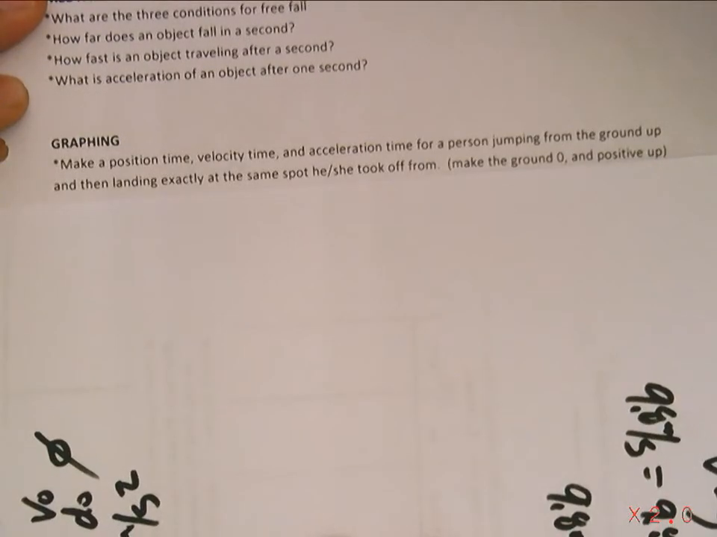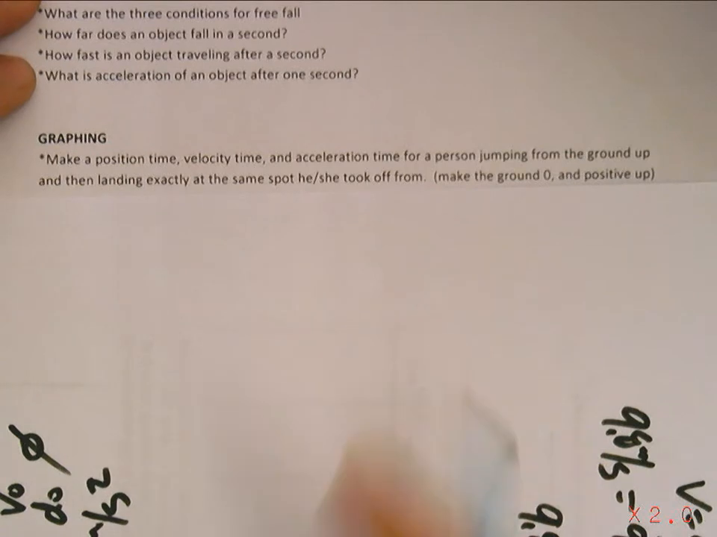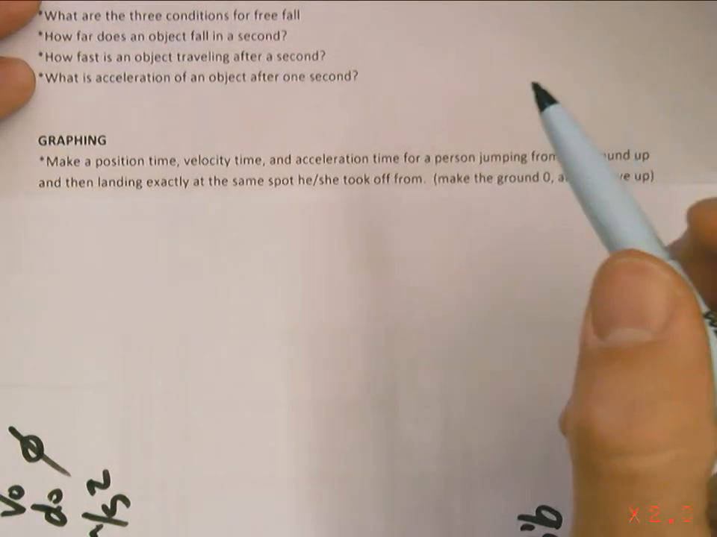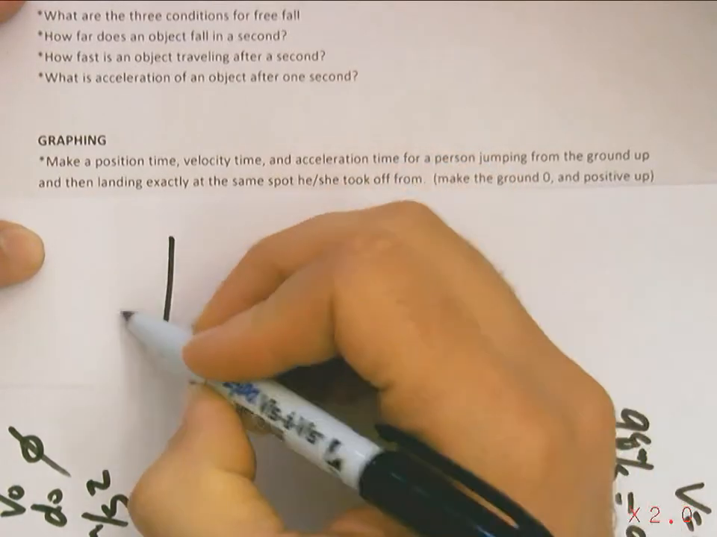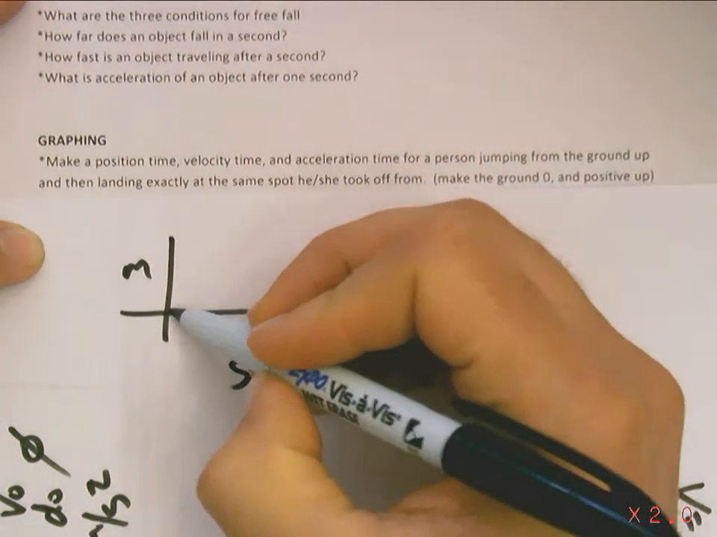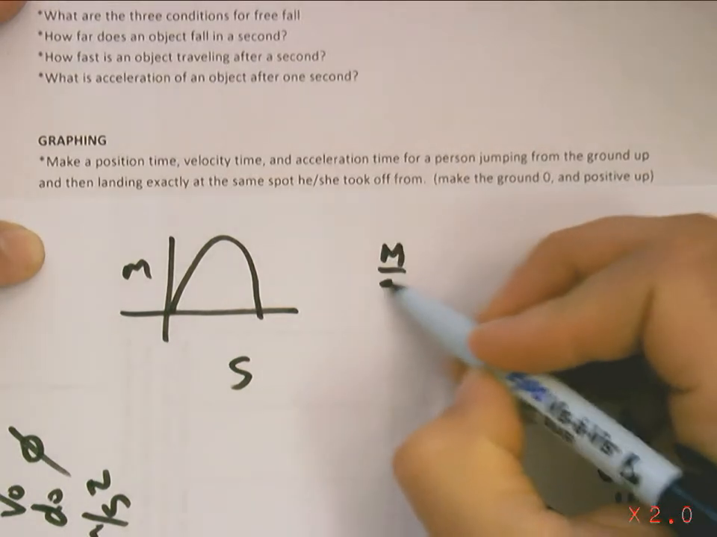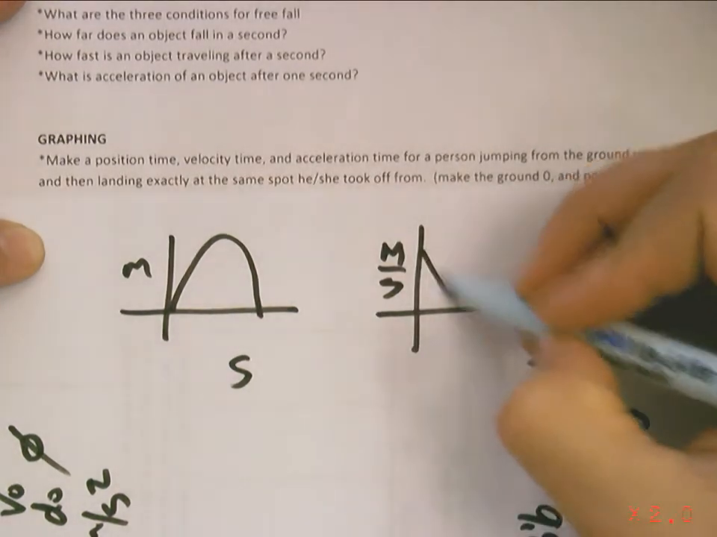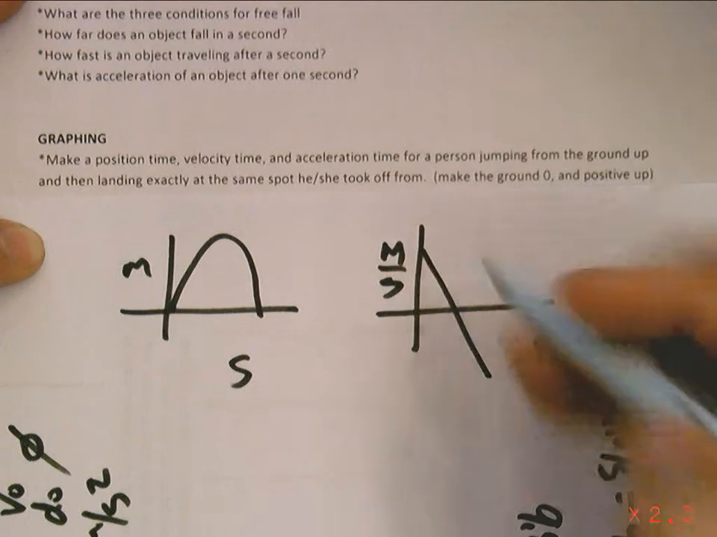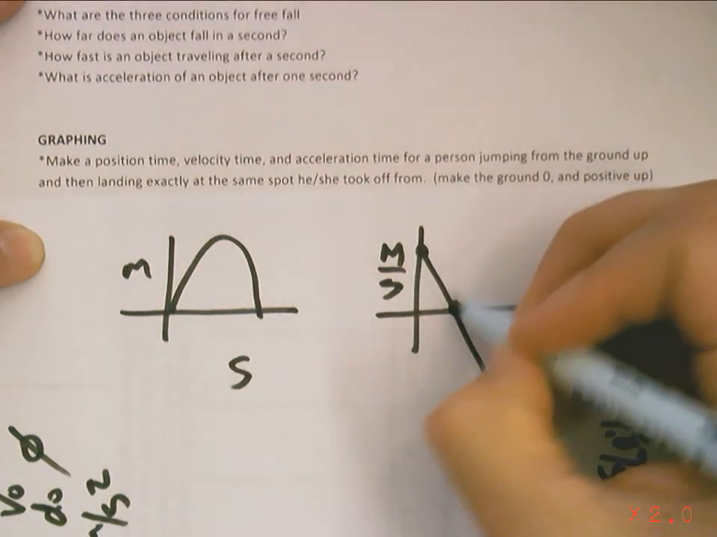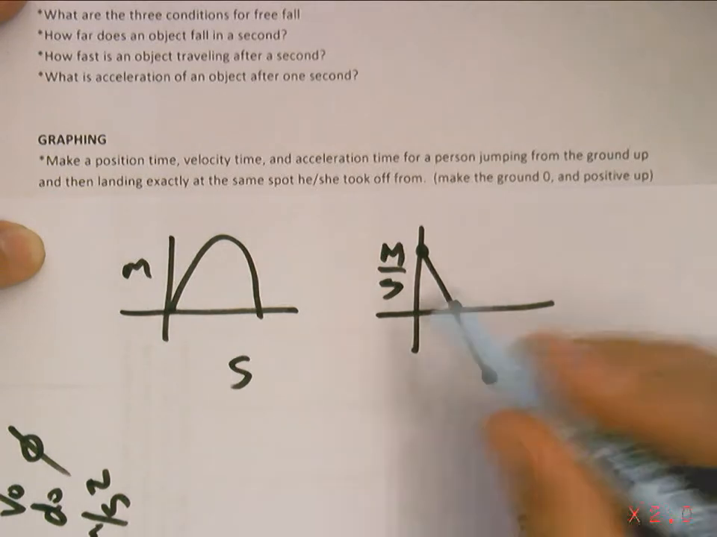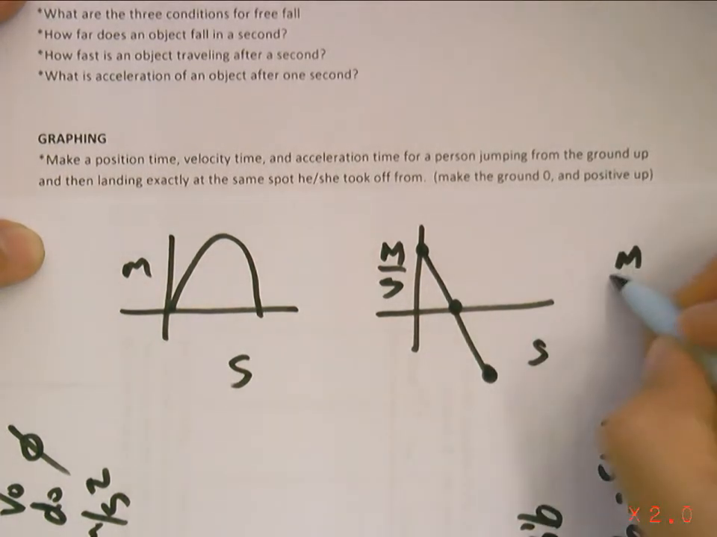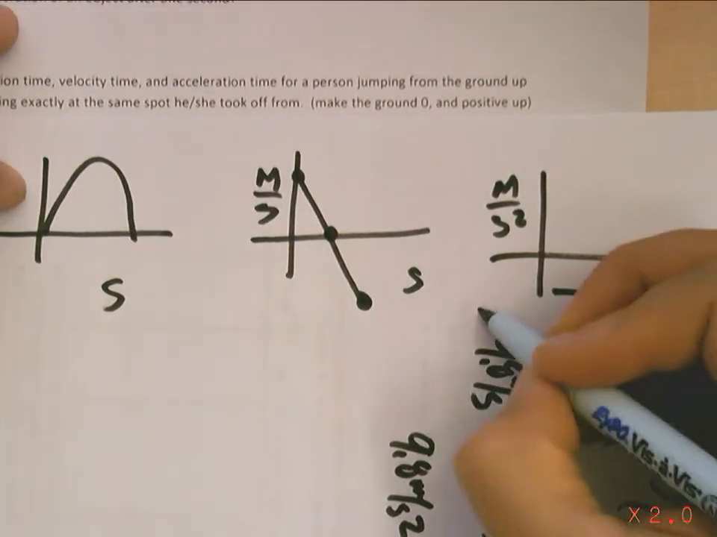Graphing. Make a position time, velocity time, and acceleration time graph for a person jumping up, landing at the exact same spot where he or she took off from. Here's my position time for the jumping lab. Here's my velocity time for the jumping lab. Couple key things. Notice it's a straight line. The time it took to get to the x-axis is the same it takes to get to the y-min. Same. And then we have acceleration time graph. Notice that in the acceleration time graph we're sitting at a negative 9.8.